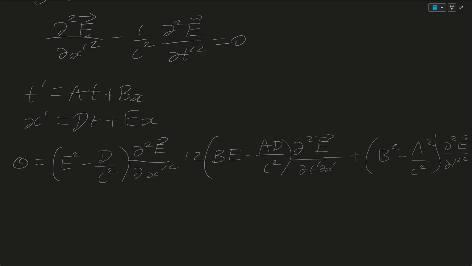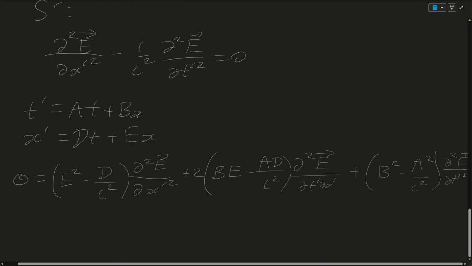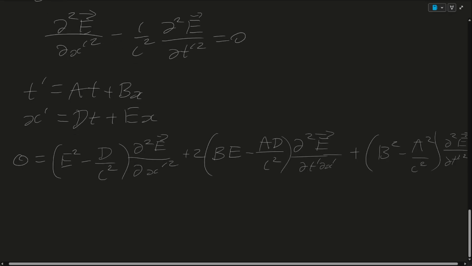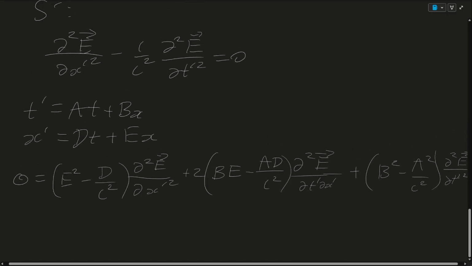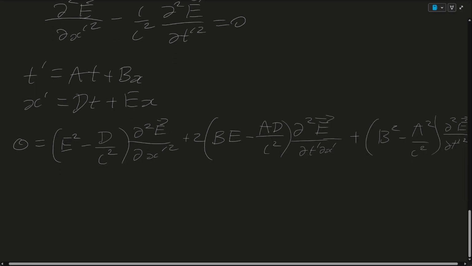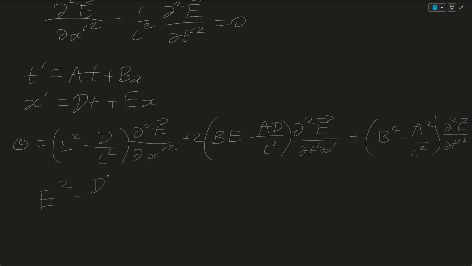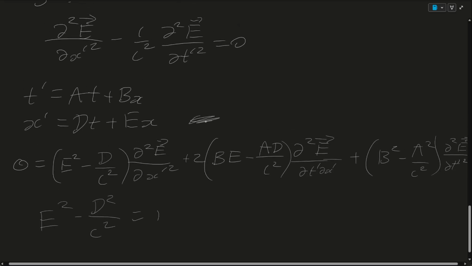Now we need the coefficients to match up here with this. If we look at the coefficient of d squared E over dx dash squared, we have that e squared minus d squared over c squared is equal to 1. I hate Wacom.